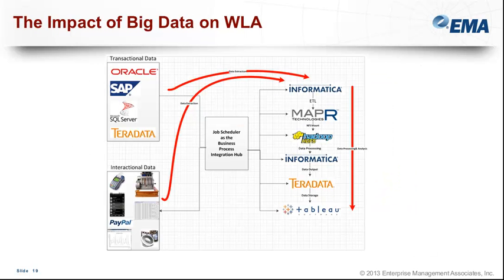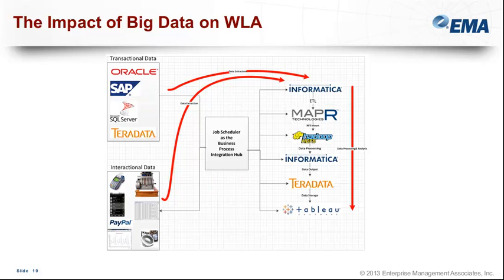But now let's jump right in and take a look at the impact of big data on workload automation. You can see workload automation software serves as a business process integration hub for big data projects. So basically, the workload automation software extracts the data at regular intervals and shovels the data to where it can be used, transformed and analyzed. And then after that, the data is stored in a data warehouse. That's a very basic flow. And then the process begins again.